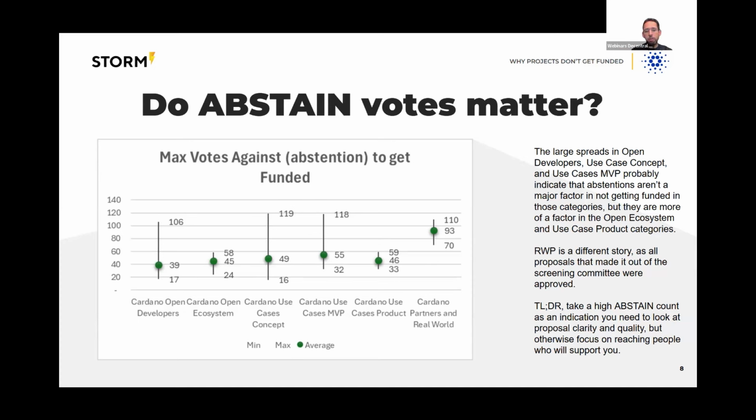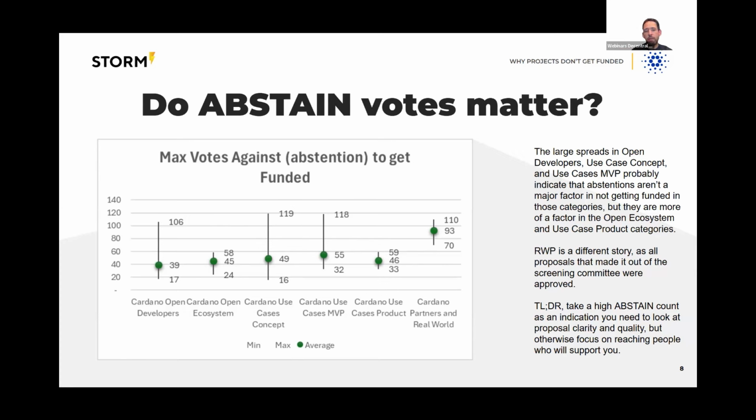In the open ecosystem category and in the product category, this is less true, right? If you had more than 58 million in abstains, you probably weren't getting funded. And if you had more than 59 million in product, you probably weren't getting funded. And that isn't because they count against you. It's just that every vote matters, and these are much more competitive categories.